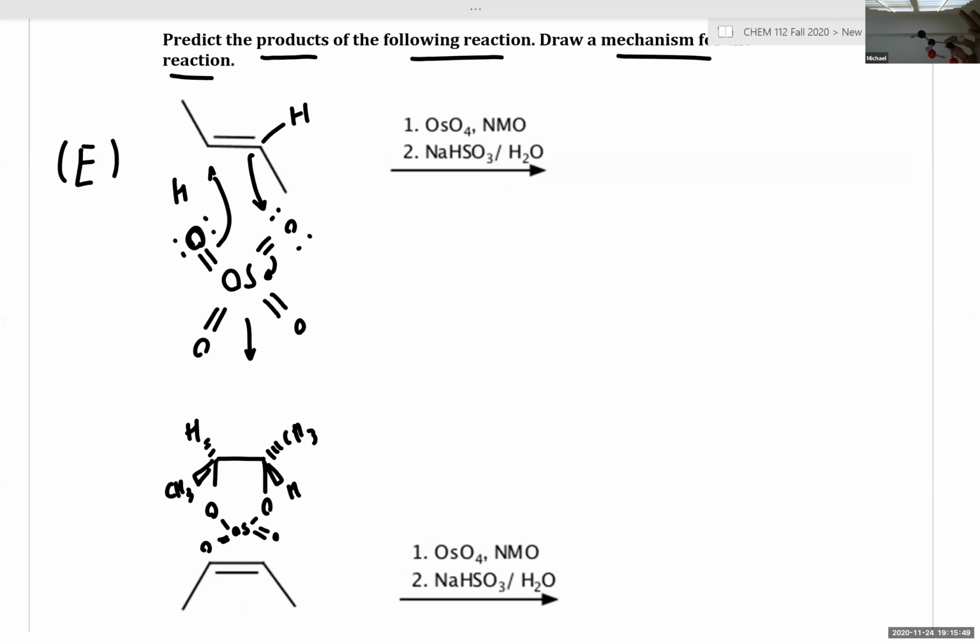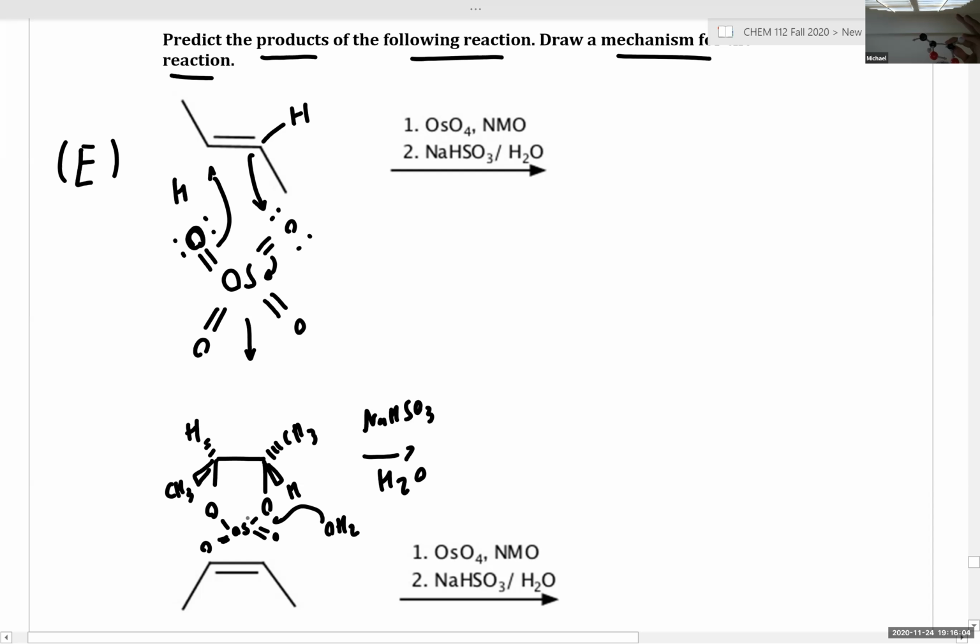Okay, so now that we have the osmate ester, after treatment with sodium hydrogen sulfite and water, essentially what ends up happening is we end up hydrolyzing our osmate ester. You don't have to know the mechanism for this second step, since depending on the exact reagents used, the hydrolysis functions slightly differently. The main thing that we're interested in is that after this reductive cleavage or hydrolysis, we end up freeing our diol.